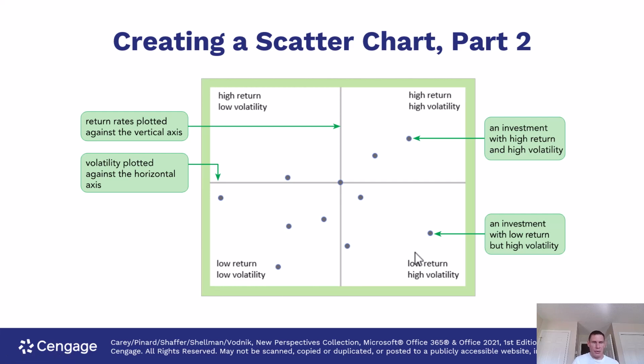And then yeah, here's an example of one right here. So again, high return, low volatility. You can kind of see the quadrants that we've got here. We've got the return rates plotted against the vertical axis. We've got volatility plotted against the horizontal axis. And then an investment with high return and high volatility is obviously up in this upper right quadrant. And then similarly, an investment with low return but high volatility is in the bottom right quadrant.